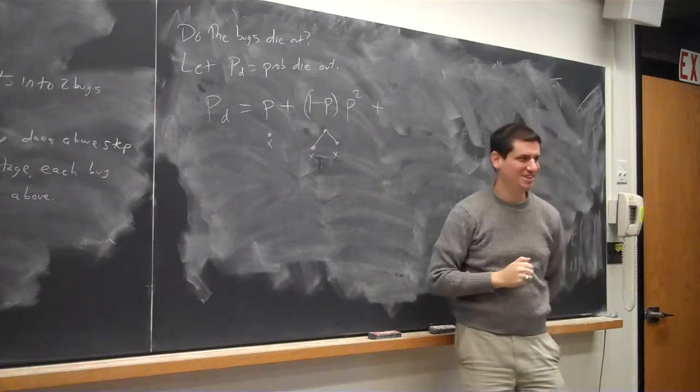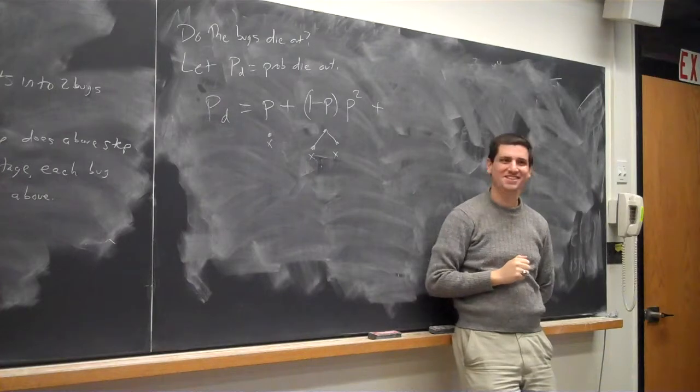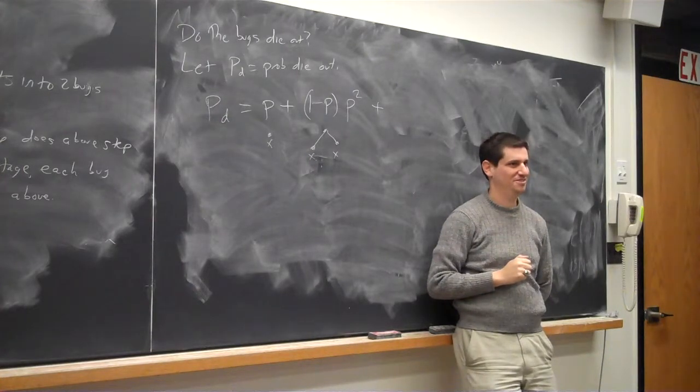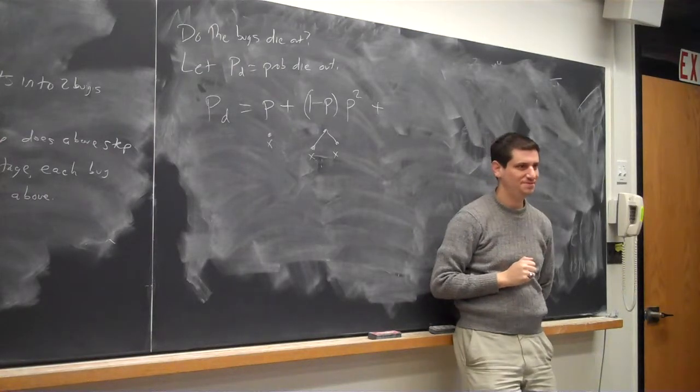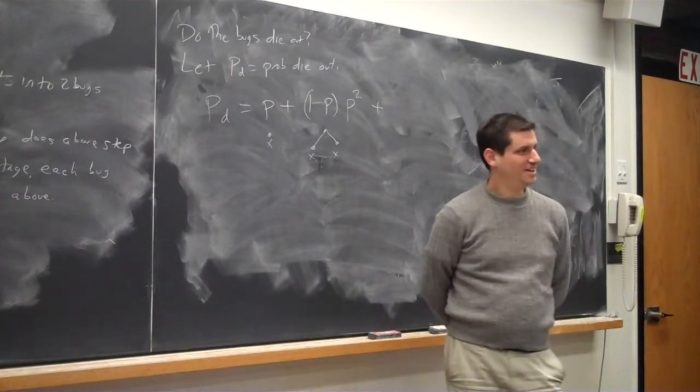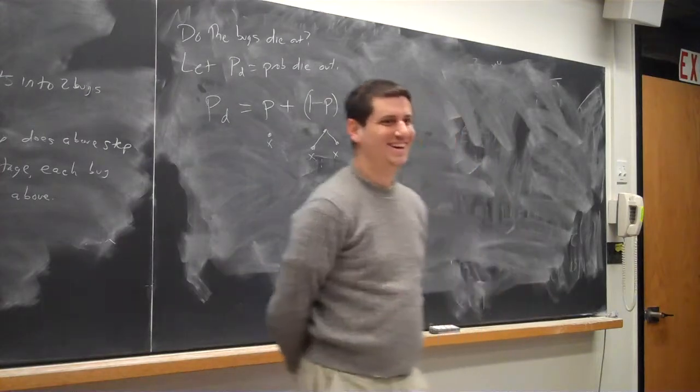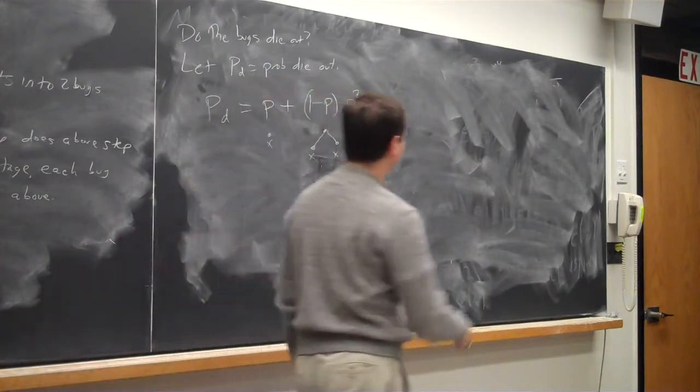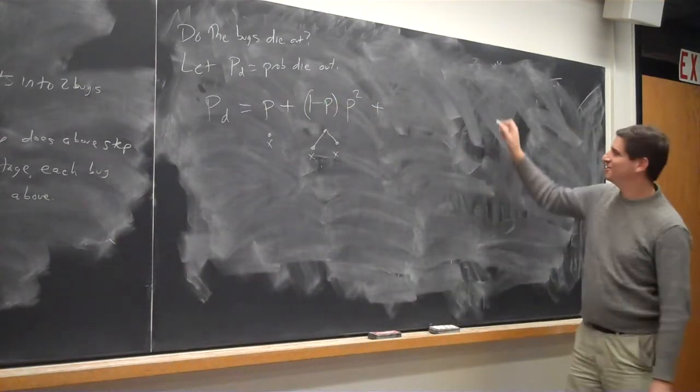What's the probability that they die in the third stage? 1 minus p squared, to the third. It depends how many. There's a couple of different possibilities. Let's look at all the different things that can happen.